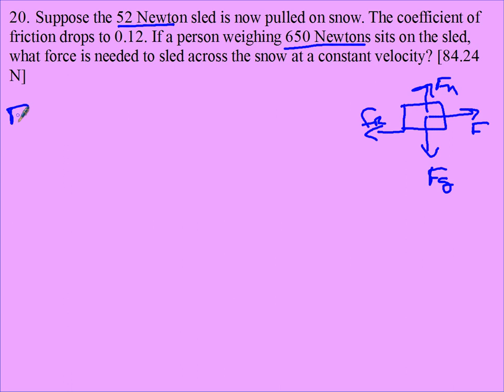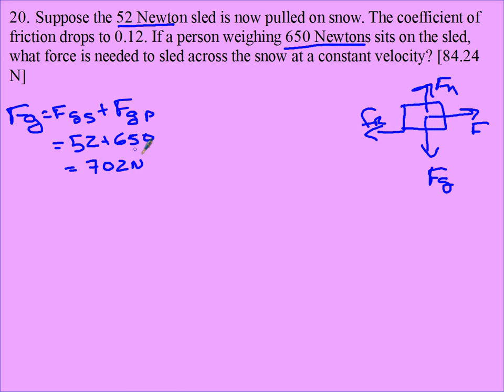So Fg in this case is going to be Fg of the sled plus Fg of the person. So this is going to be 52 plus 650, or what? 702 newtons. And now mu is 0.12. We need to sum the forces in y to find the normal force. Sum of the forces in y is 0 because it's not moving in y.